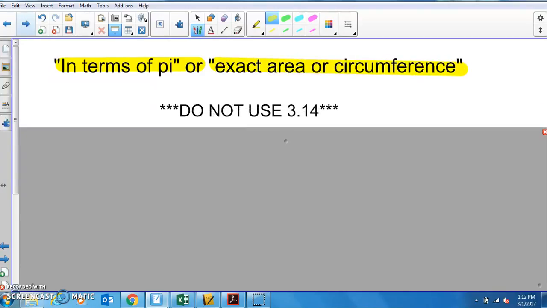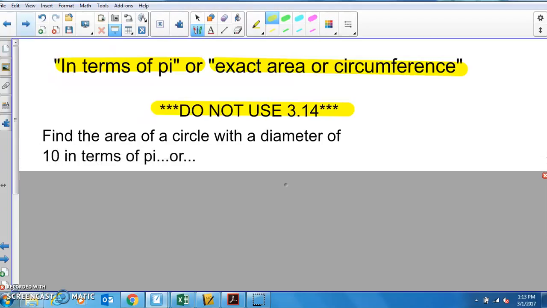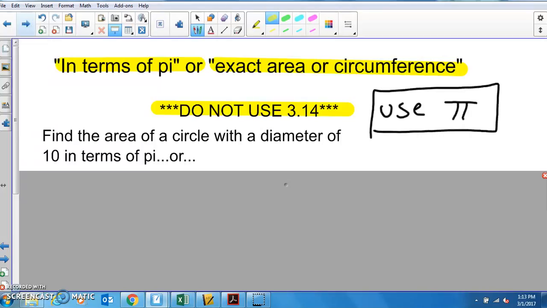When you're asked to find an answer in terms of pi, or the exact area or circumference, we do not use 3.14. Instead, what we're going to do is use the pi symbol. So we're going to use this right here. We're just going to use the symbol in the problem.